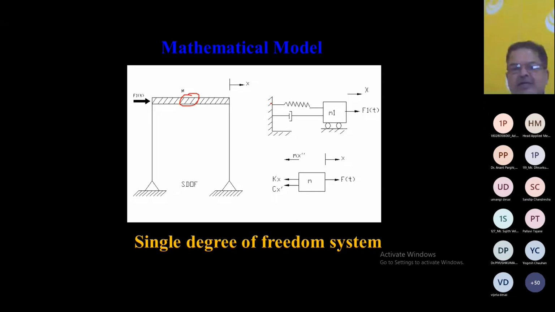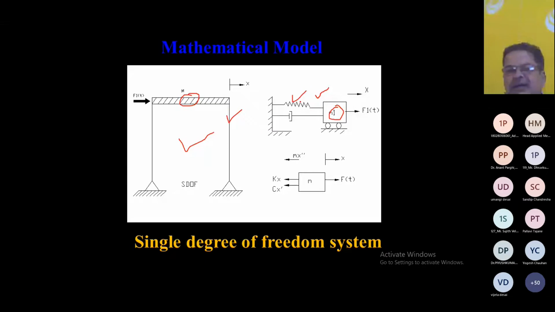And then this is the mathematical model we are saying, and we are converting this structure into this mathematical model. This is a mathematical model. We are knowing that the heavy mass is located at the top. This is the heavy mass. It is connected with the column. So this is a spring.